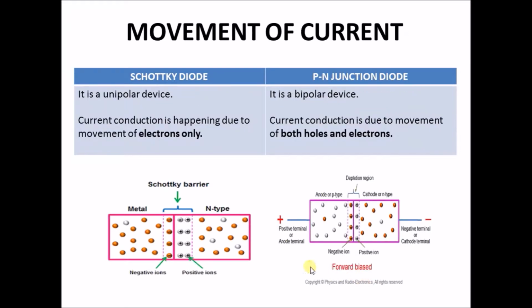And next, the movement of the current. In Schottky diode, it is a unipolar device, and the current conduction happens due to movement of electrons only. And then in PN junction diode, it is a bipolar device. The current conduction is due to the movement of both holes and electrons. So that is the difference.